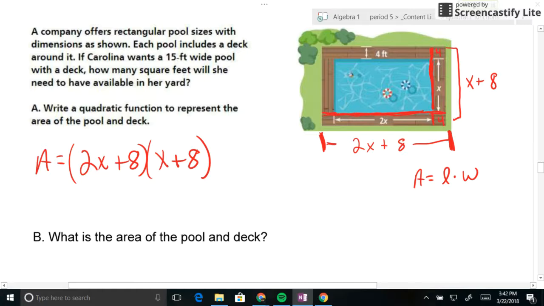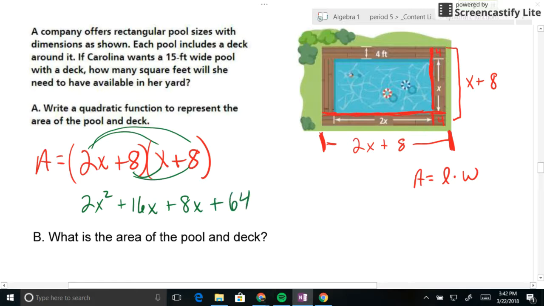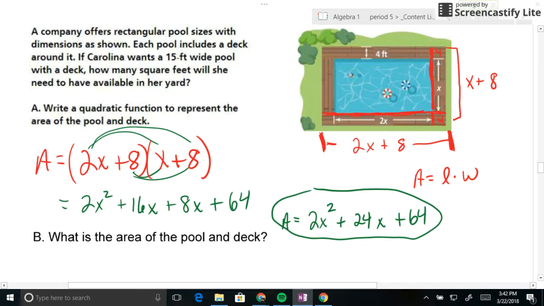Now maybe you want that in standard form, so you would take that and use the distributive property to multiply it. So you would distribute the 2x to the x and get 2x squared, distribute the 2x to the 8 and get 16x, distribute the 8 to the x and get 8x, and the 8 to the 8 and get 64. And then you go one step farther, and you would get the area equals the quadratic function 2x squared plus 24x plus 64. So that would be your quadratic function in standard form.